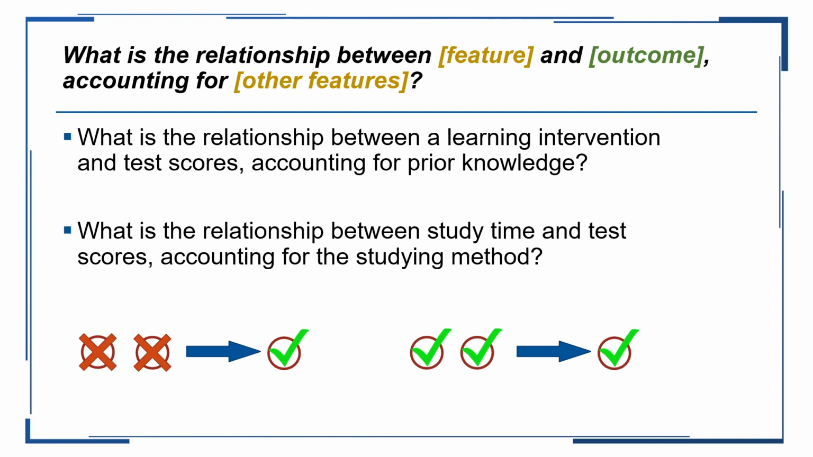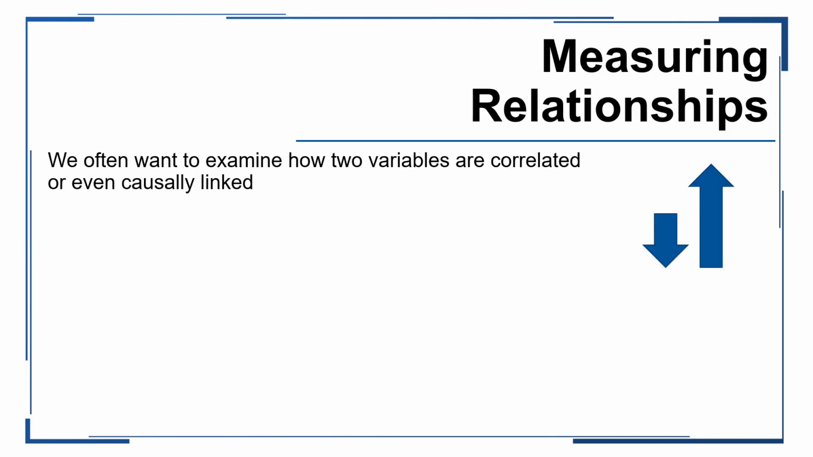Similarly, the interaction between variables might matter. Consider how something like the relationship between study time and test scores might be drastically impacted by the method that was used by the student to study. In practice, we often want to examine how two variables are correlated or even causally linked. It is important to emphasize, however, that prediction modeling as a methodology doesn't itself allow us to make causal claims without pairing it with other experimental or analytical design methods. So even if we identify a variable as predictive of another, it doesn't necessarily mean that the feature causes the other.